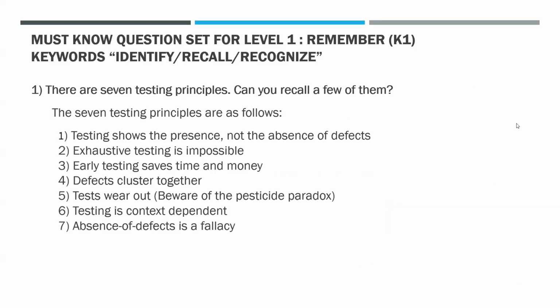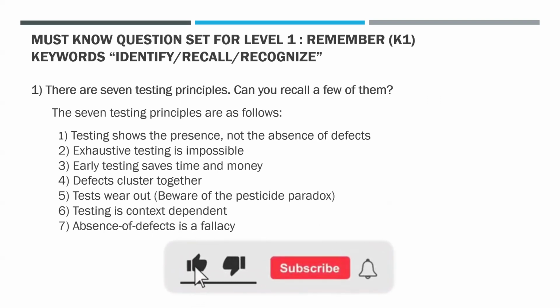Well, the first question is, there are 7 testing principles. Can you recall a few of them? The 7 testing principles are as follows. Testing shows the presence, not the absence of defects. Exhaustive testing is impossible. Early testing saves time and money. Defects cluster together. Tests wear out. Testing is context dependent. Absence of defects is a fallacy.